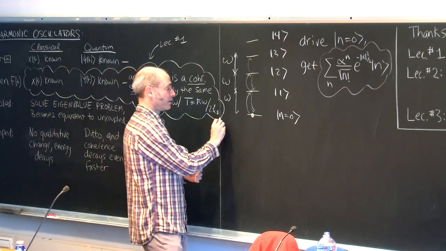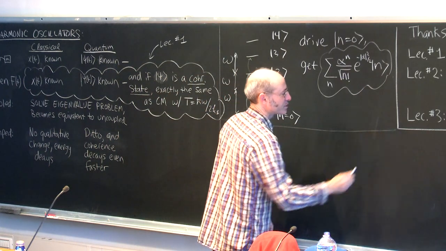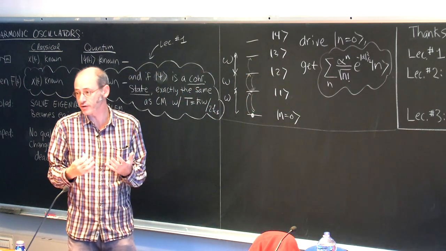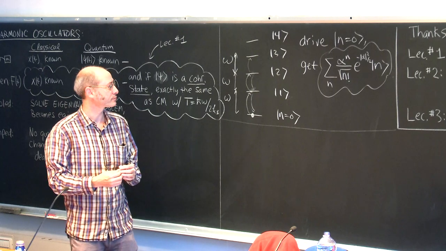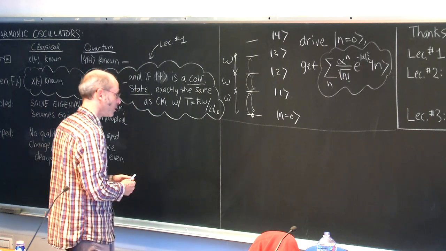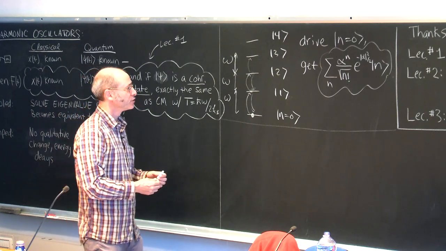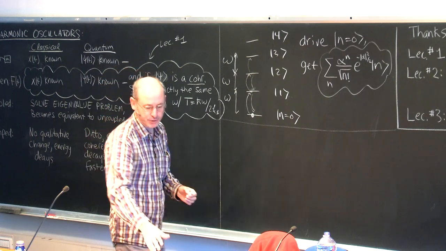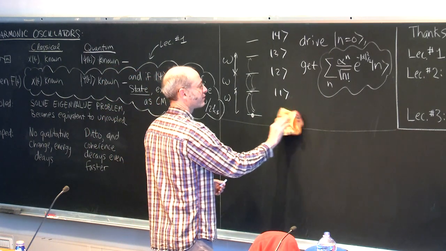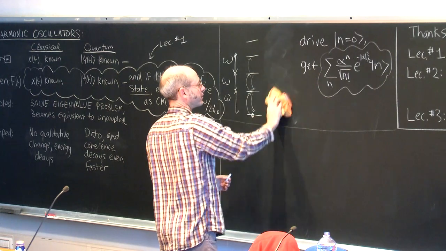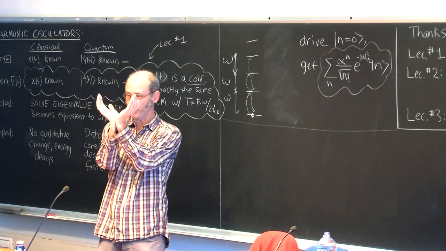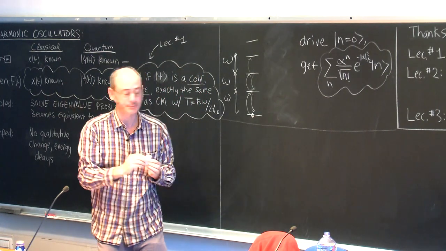So hopefully this provides some intuition. It also provides us with a clue for how to solve this problem. Okay, so one way to solve the problem would be to tweak the Hamiltonian a bit, not even the drive, but just tweak the confining potential so that instead of a perfect parabola, it's a little bit distorted.